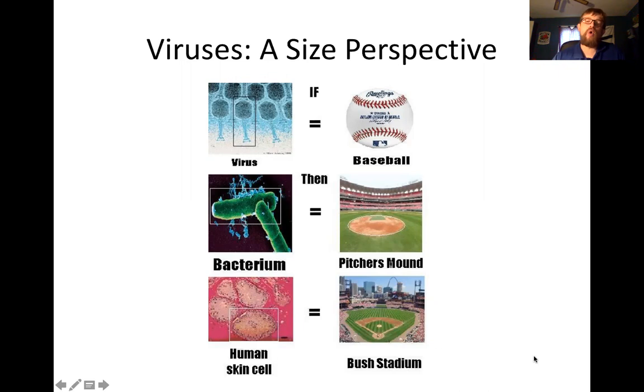And so if that whole park is equivalent to a human cell, then a bacteria is equivalent to the pitcher's mound, which you can see right down here. So you can still see that. But then a baseball is about the equivalent to the size of a virus. So if you had the view of the whole stadium, and there was one baseball on the field, you wouldn't be able to see it. It's super, super small.